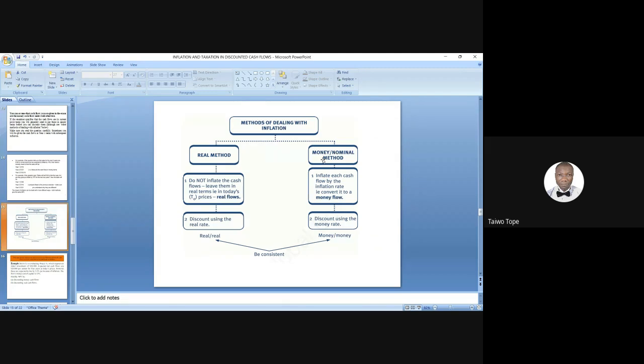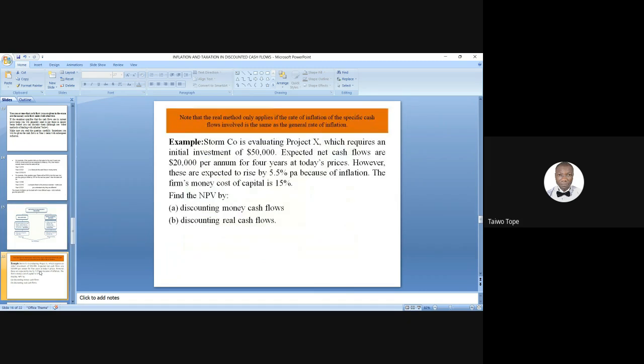When you are using the money or nominal method, inflate each cash flow by the inflation rate. That is, convert it to a money flow. And how do you discount? You discount using the money rate. All you need to do is be consistent. When you're using the real cost of capital, you discount using the real rate. When you're using the money cost of capital, you discount using the money rate. Just be consistent.